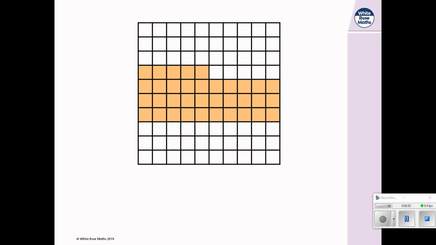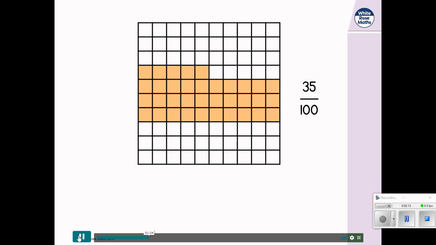How many squares have been shaded this time? 35 out of 100. This is 35 hundredths. What was really useful here was that they wrote 35 out of 100. By writing on this or just jotting some notes down, it really helps you to make those links. Which is the same as 0.35. Which is the same as 35%.